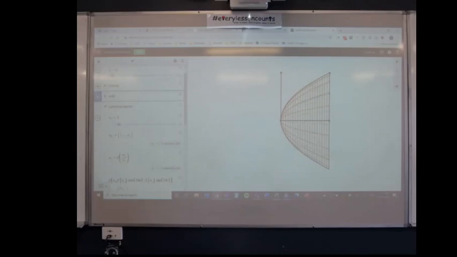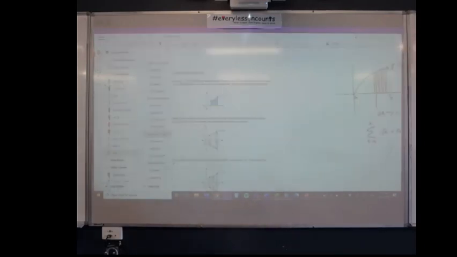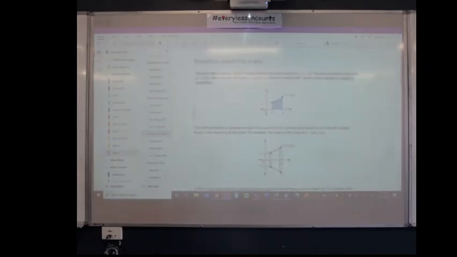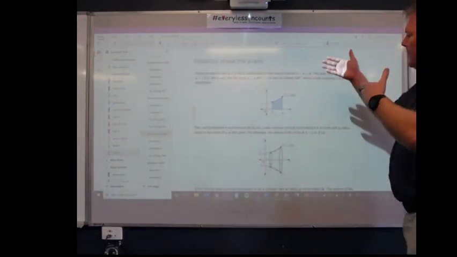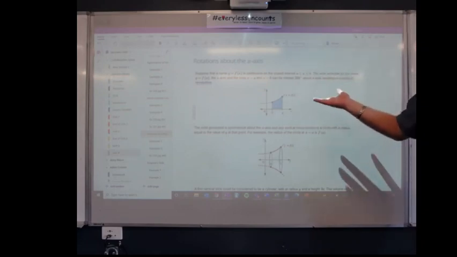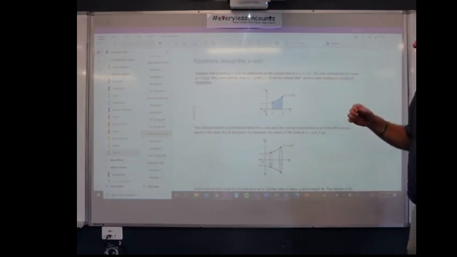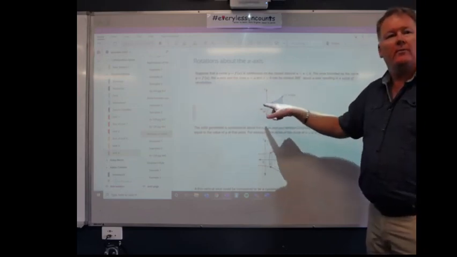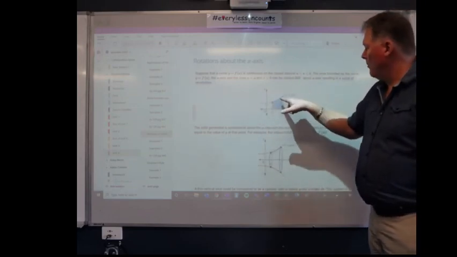So this is where the formulas that we're going to work with today have come from. It's just taking our idea of area and making it three-dimensional. Okay? So let's come back to here. We're talking about rotating around the x-axis. So this is the mathematical derivation of what we just talked about. Okay? So we've got a situation where we've got any old function that we want. So we've got y equals f of x.